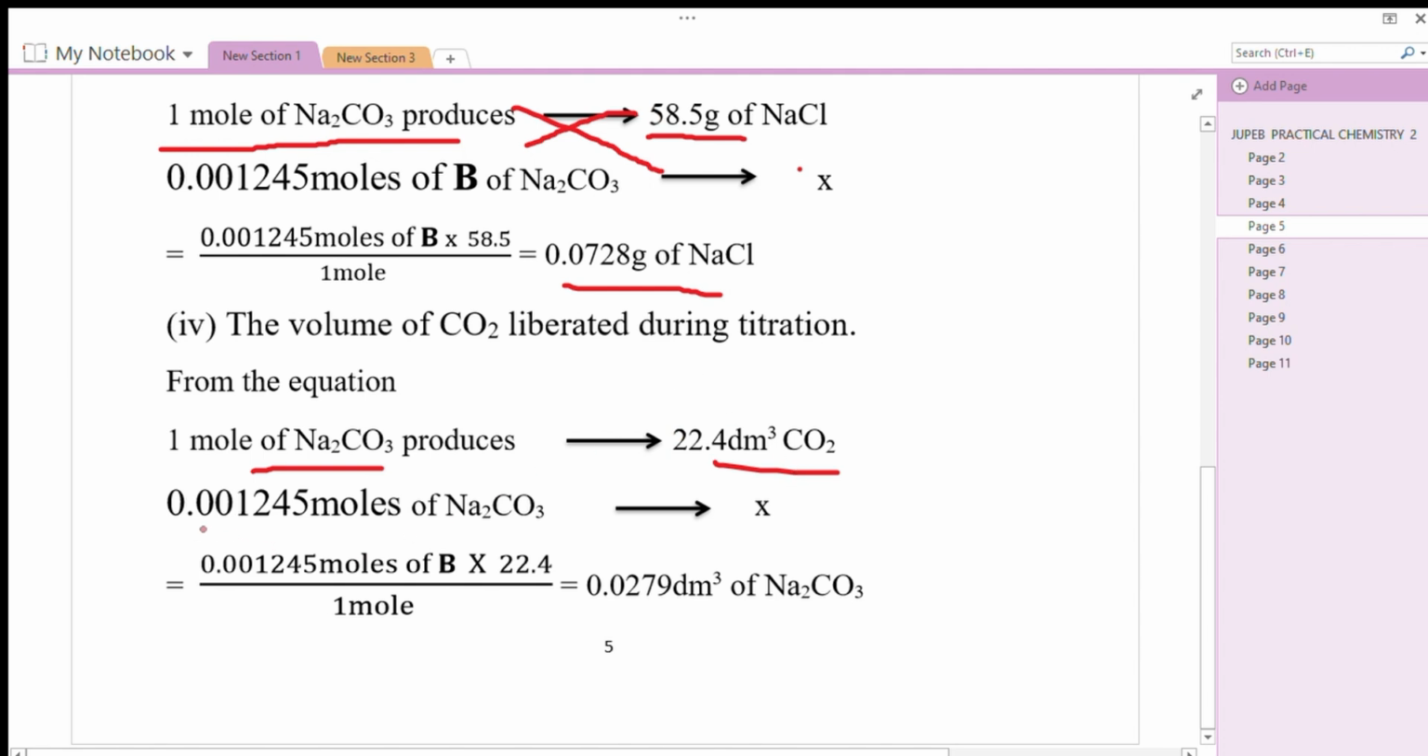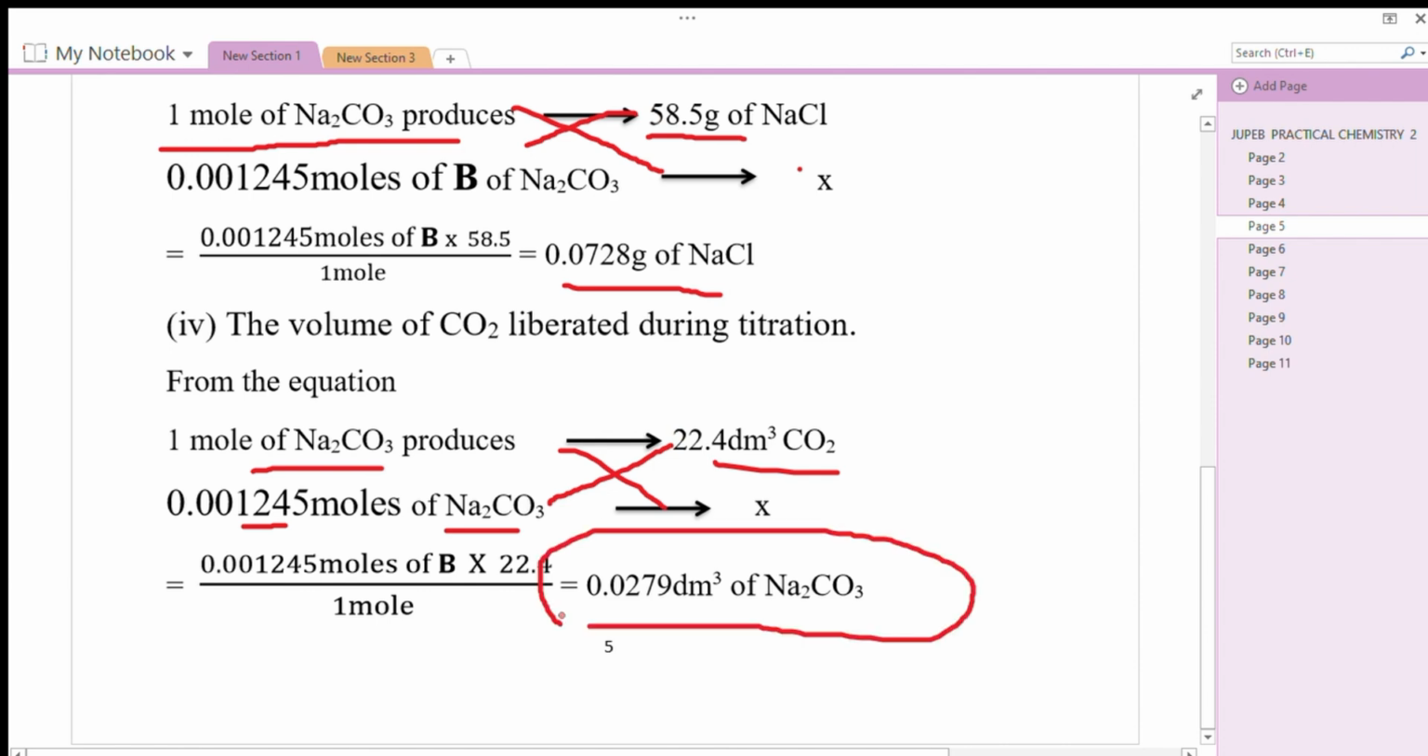And this mole that we have, 0.01245 mole of this, we cross multiply, and that will give us our final answer: 0.0279 dm³. Or, as the case may be, you might want to convert it to cm³, you just multiply by 1000. Okay, that's for question number 1.